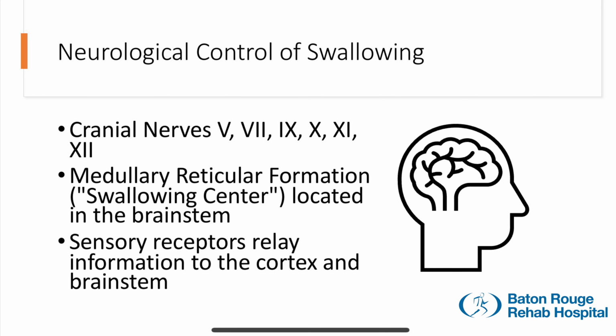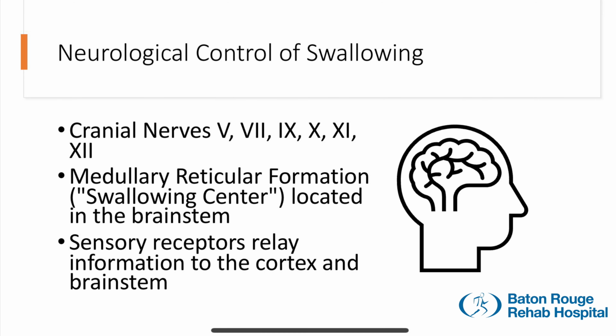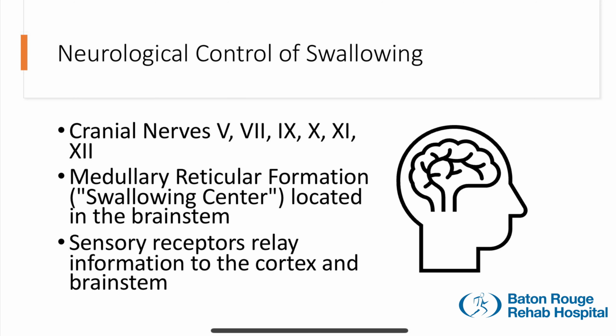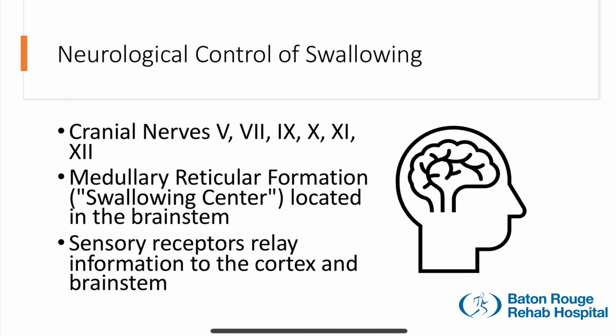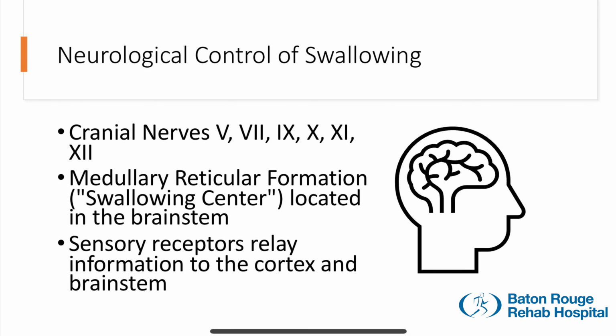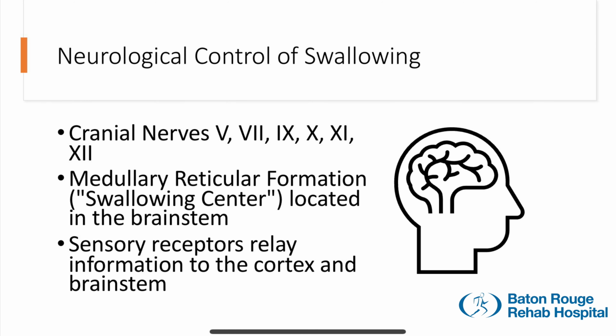Even further, the medullary reticular formation, which is located in the brainstem, is a key component in controlling swallowing function. So much so, it's known as the swallowing center. This is why we tend to see a lot of swallowing dysfunction in brainstem stroke patients. Sensory input is key to initiating motor movements of swallowing muscles too, because the sensory receptors relay information to the cortex and the brainstem. So when we admit a patient with a brain injury, we automatically are concerned about and considering potential swallowing deficits due to the brain's complex and extensive involvement in the swallowing process.